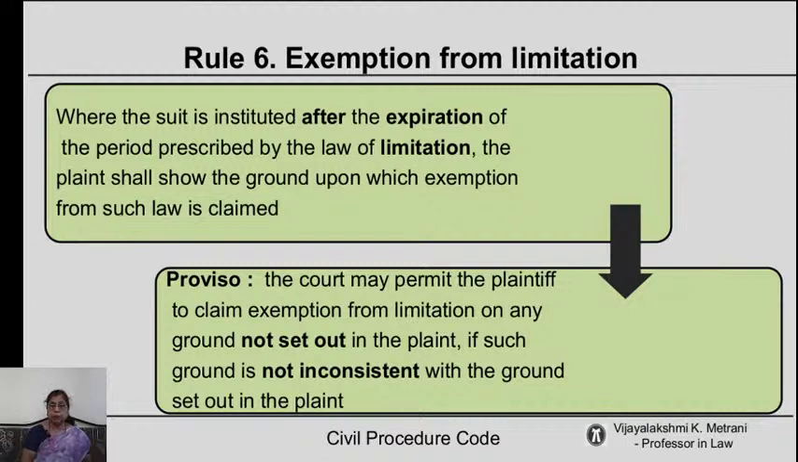See, in 1976 there was an amendment where they have added this proviso in rule 6. The court may permit the plaintiff to claim exemption from limitation on any ground not set out in the plaint if such ground is not inconsistent with the ground set out in the plaint.